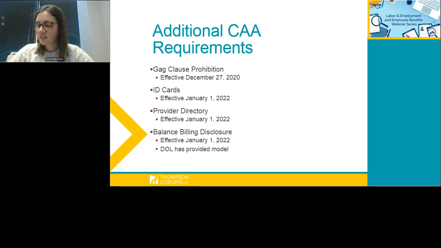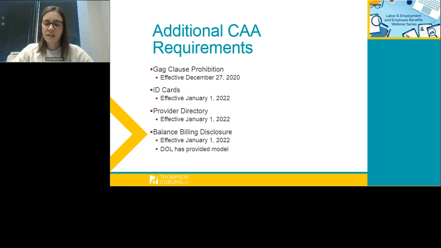Next is some new requirements for ID cards. So any physical or electronic ID card from a group health plan must disclose any deductible under the plan, any out-of-pocket maximum, and a telephone number and internet website that participants can use for customer assistance. That goes into effect on January 1 of 2022, so it's coming up here quickly.